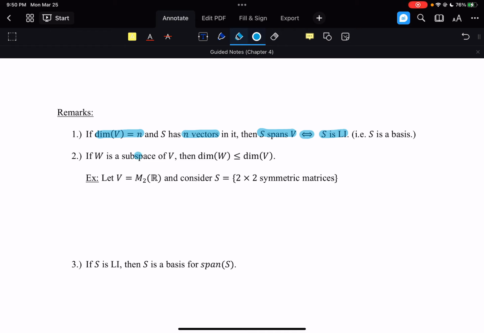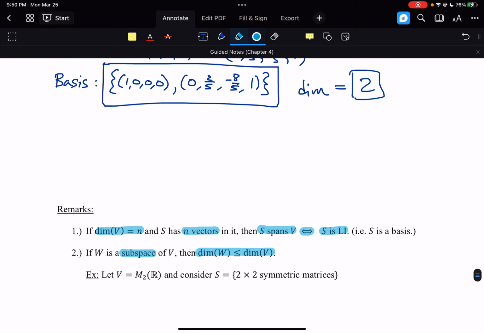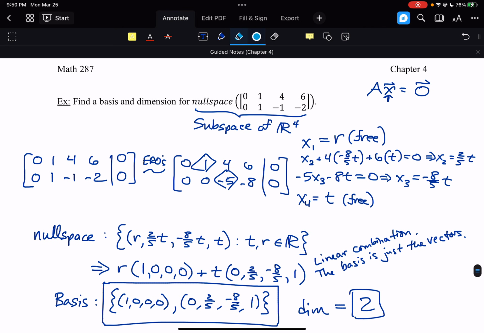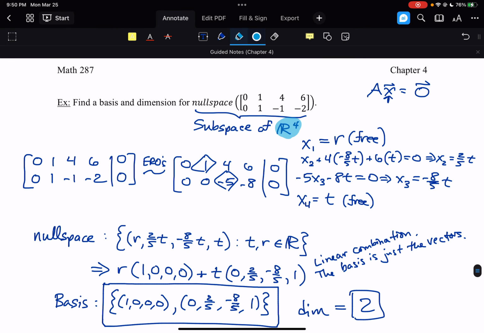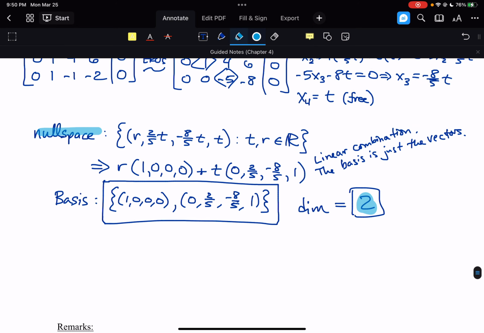If W is a subspace of V, just like we had back with the null space there, the dimension of W is less than or equal to the dimension of V. And actually, if you look back at this one, the dimension of R4 would be 4. The dimension of our null space was 2. So 2 less than or equal to 4. So that tracks with that example.